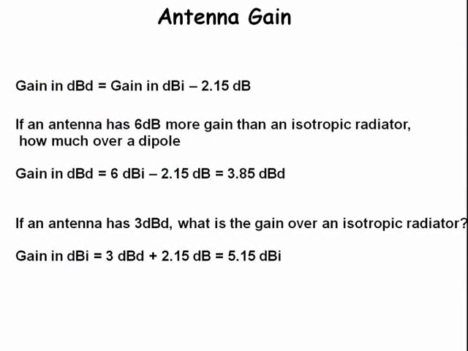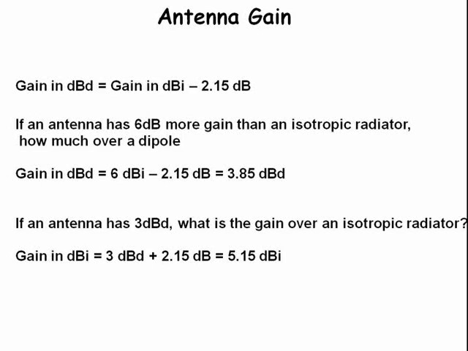We need to learn a couple of new terms. dBd is antenna gain compared to a reference dipole. dBi is antenna gain compared to an isotropic radiator. Gain in dBd equals gain in dBi minus 2.15 dB.